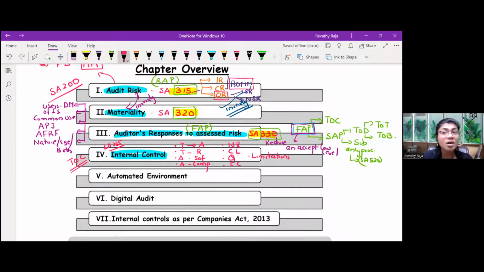Now, internal control has 5 components: control environment, risk assessment procedure, information system, monitoring, and entity's control activities. Now, I'm just jumping over to here.